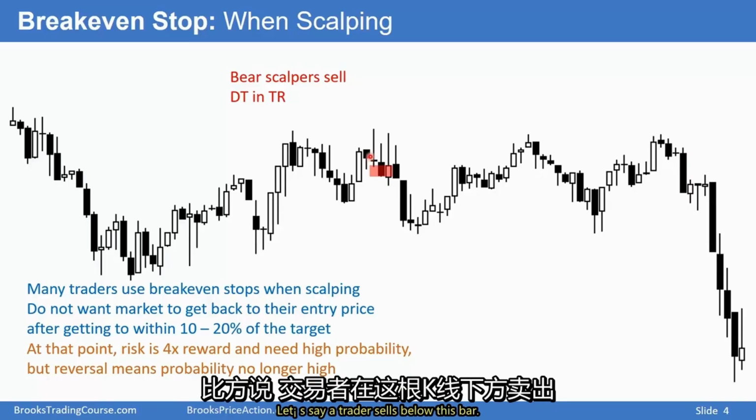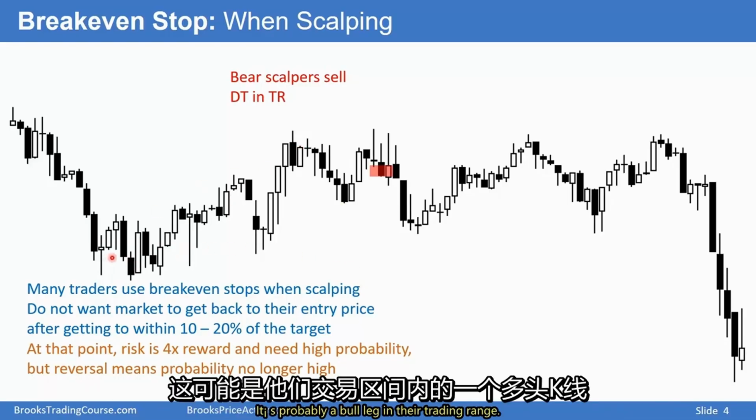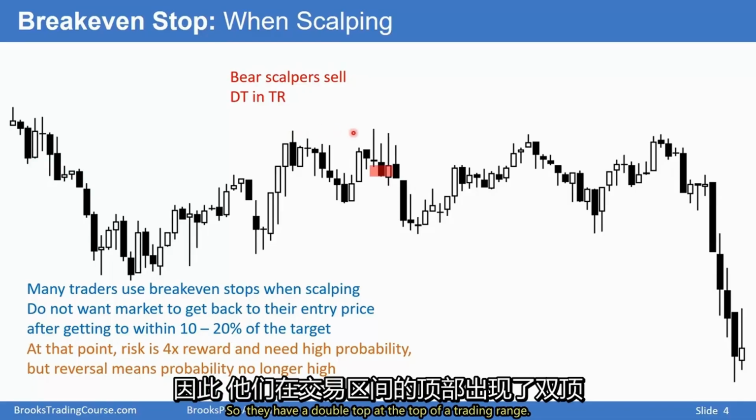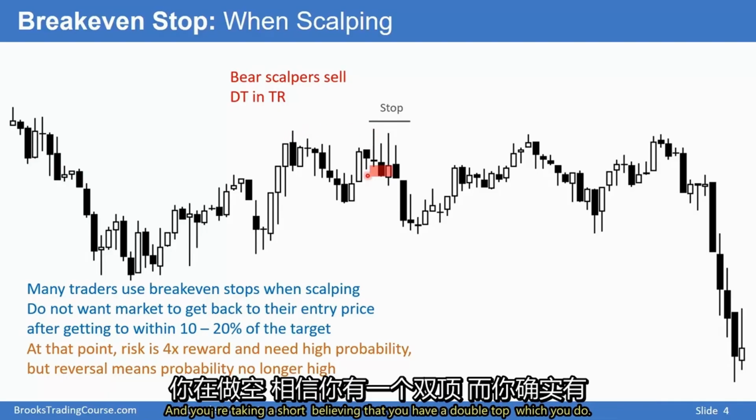Let's say a trader sells below this bar. They can have a double top neckline, hoping for a break below and a measured move down. The rally is not strong. It's probably a bull leg in a trading range. So they have a double top at the top of a trading range. Original stop, probably above the top of this bar because it's also above the double top. And you're taking a short, believing that you have a double top, which you do.